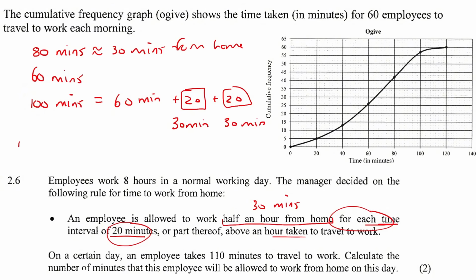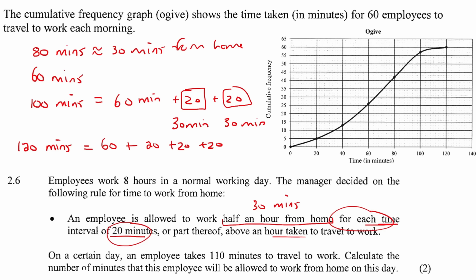Now let's just do one more example. Let's say a person takes 120 minutes to drive to work. Then it's going to be 60 minutes, which is the 1 hour, plus another 20, plus another 20, plus another 20. So for each of these 20s, they're going to get 30 minutes that they're allowed to work from home. So that would be an hour and a half or 90 minutes that they can work from home.